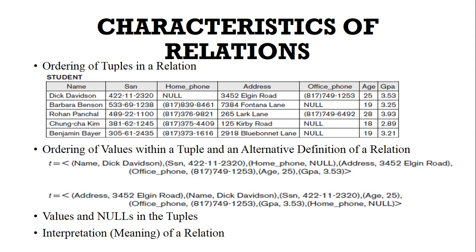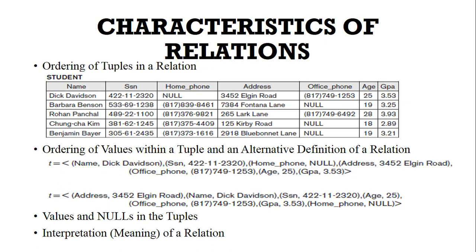Ordering of tuples in the relation is a major characteristic of relations. So how do we order a tuple in the relation? Ordering of values within a tuple, and an alternate definition of a relation, is given by the below notation. So you see here in this table, how many attributes are there? 7 attributes are there. So now how are we going to order the values within a tuple?